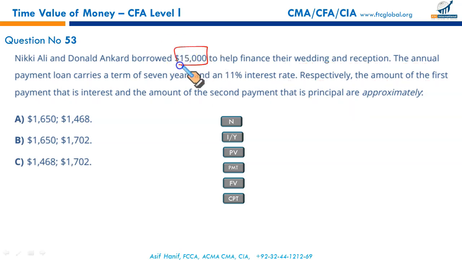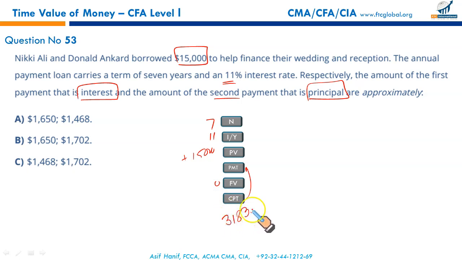This is the amount of the loan. This is the interest rate, annual compounding. The question says: what is the part of interest in the first year payment, and what is the part that represents principal in your second payment? Good question indeed. Since the loan term is 7 years and the interest rate is 11, the loan amount you have received right now is $15,000. What is the periodic payment? That we need to calculate with FV 0. If you punch in these, you will get 3,183.23. This is your periodic payment at the end of every year.